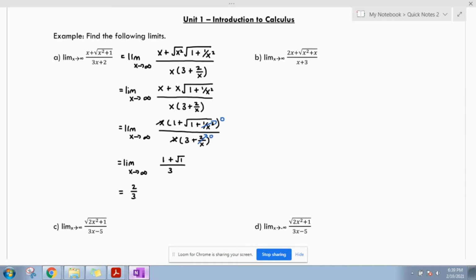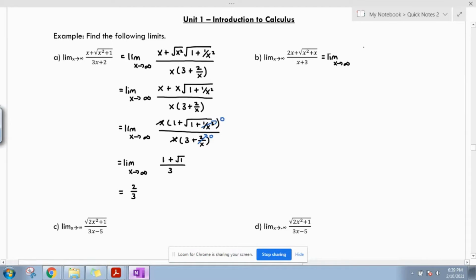Let's take a look at example B, which is the same concept here. I've got the limit as x approaches infinity of 2x plus the square root of x squared plus x, all divided by x plus 3. Same thing, I'm just going to rewrite my limit out first.